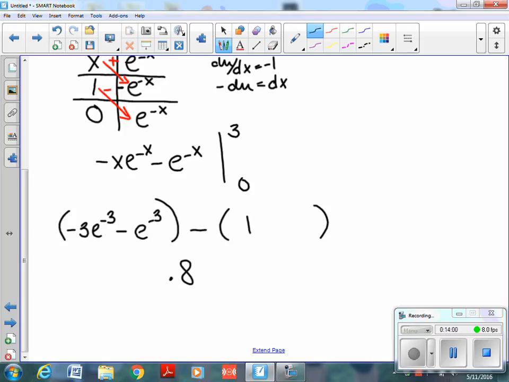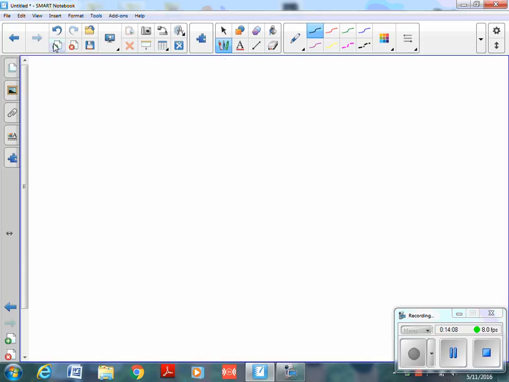Okay, last problem. This took a whole page. As you can see, BC is harder. I'm going to do one last problem for you. We're going to integrate from 0 to pi over 2, x cubed cosine of 2x dx.